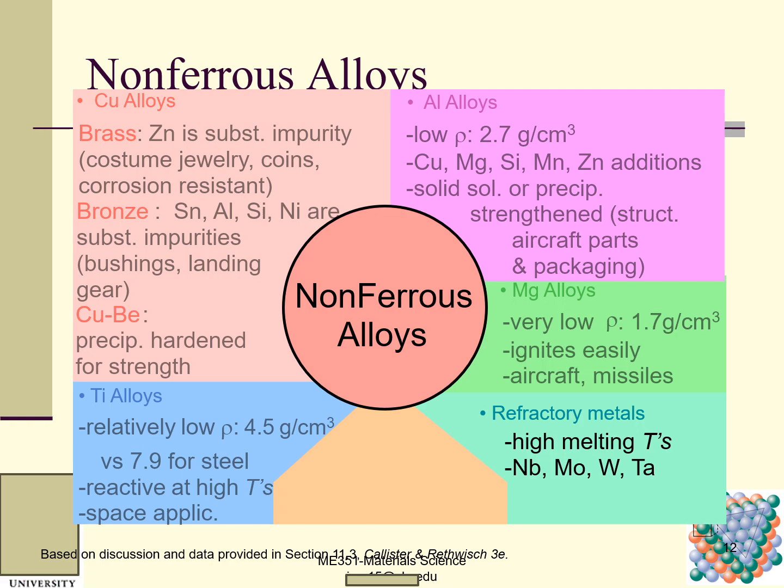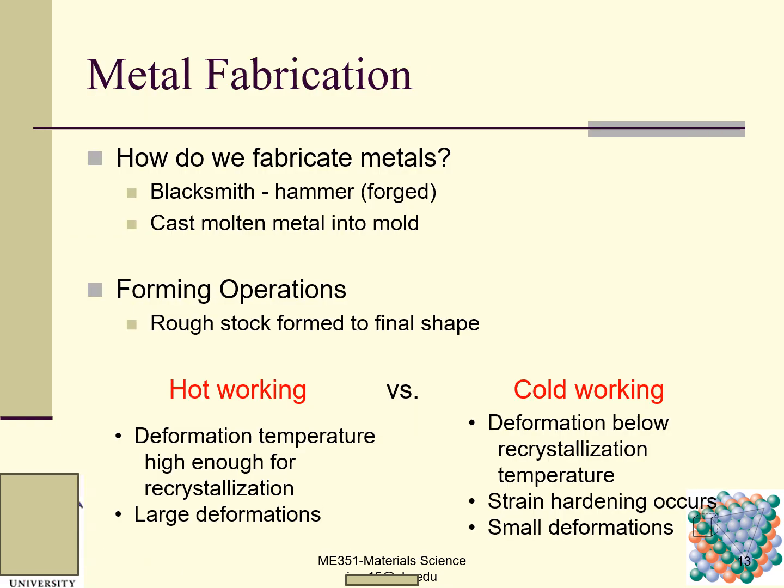Then refractory metals. Refractory, as the name suggests, means very high melting temperature. For example, niobium, molybdenum, tungsten, and tantalum. The last category is the noble metals: silver, gold, and platinum, and they are oxidation and corrosion resistant. Any questions regarding these commonly used non-ferrous alloys? No? Okay.